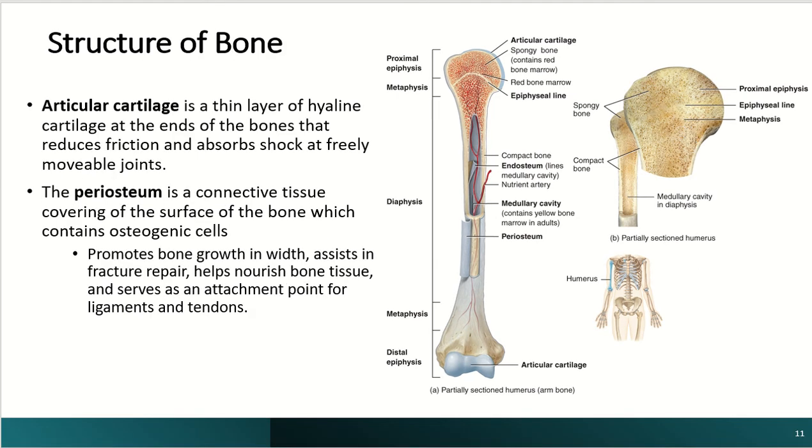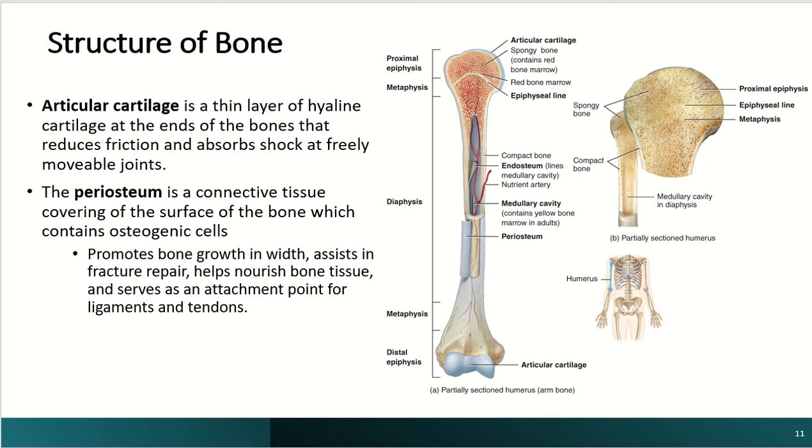Also, it's important to mention the articular cartilage that's going to be on either end of the bones. It's going to cover the epiphysis on both sides. This is a thin layer of hyaline cartilage at both ends of the bone, and it helps to reduce friction as well as to absorb shock at freely movable joints.